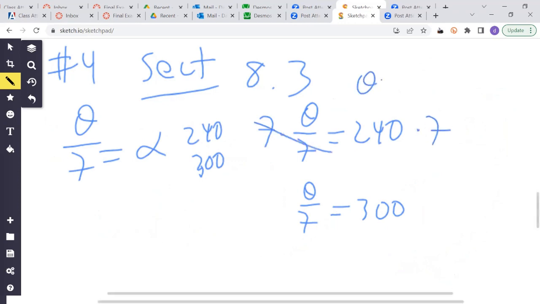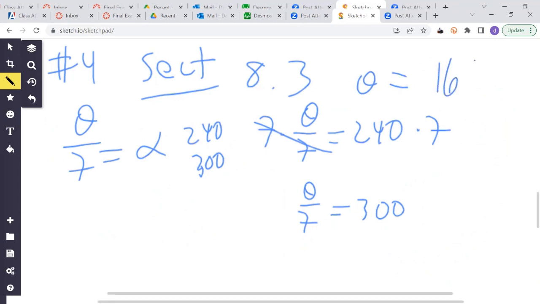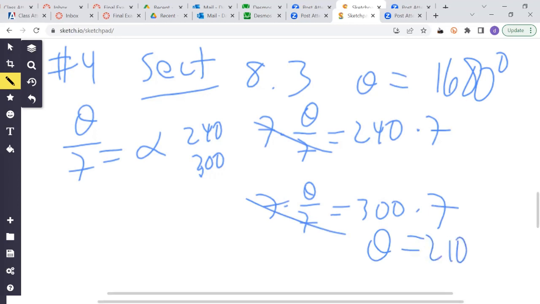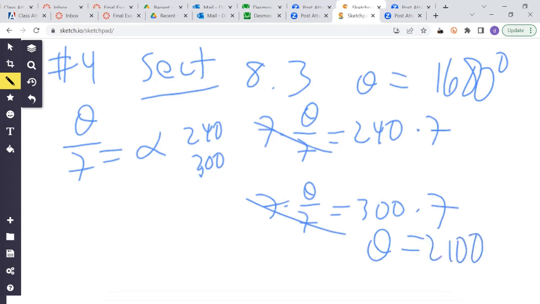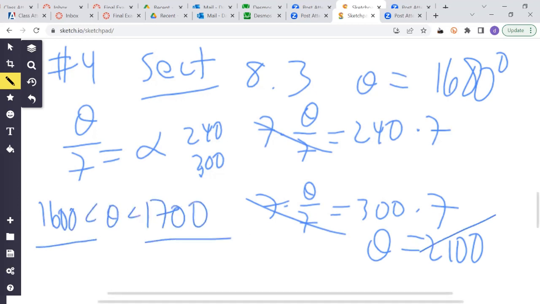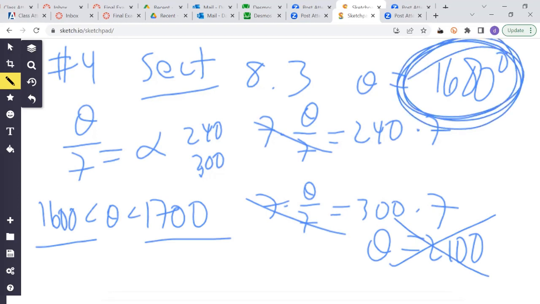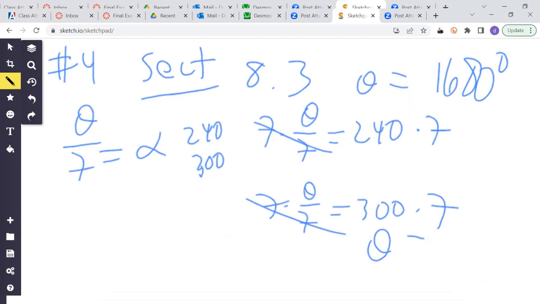These cancel. So where's my calculator? 240 times 7. I got 1680, possibly. And here, solve for theta by multiplying by 7. And this theta is 2100. But in the directions, if you read the directions on the pink paper, it says that theta is between these two numbers. So that rules out this possibility. And so 1680 is our final answer.